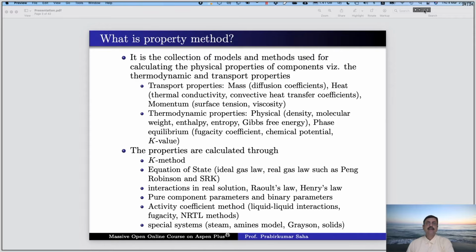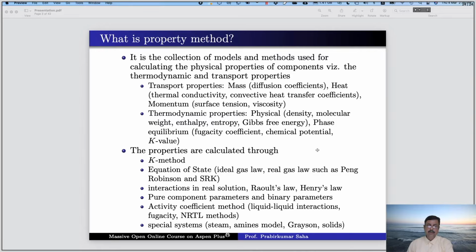First, let us understand what a property method is. We have already discussed the property method in a nutshell while we simulated some of the processes in the first 3 weeks of our lecture series, but we'll learn in detail here. The property method is a collection of models and methods used for calculating the physical properties of components, namely the thermodynamic and transport properties.